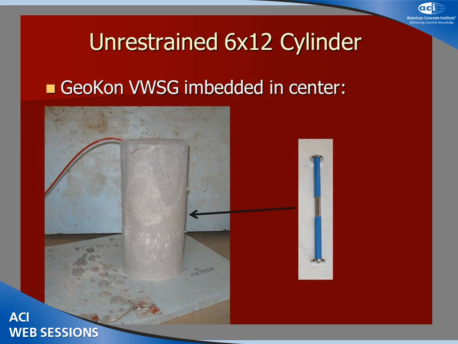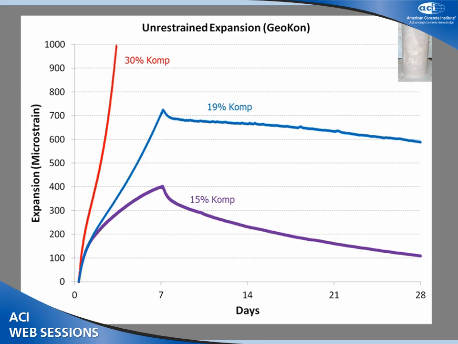To determine an additional characterization for the concrete behavior, geocon vibrating wire strain gauge was embedded in a standard 6x12 cylinder. The cylinder is free to expand over time, and this was used to achieve an additional characterization shown here. This slide shows an overlay in order of decreasing percent component.